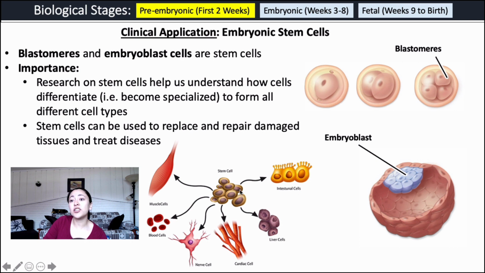And so they can actually create all the different cells in the human body. This is really important because research on stem cells helps us understand how cells differentiate, or in other words, become specialized to form all the different cells in your body. In addition, stem cells can be used to repair damaged tissues and treat diseases.